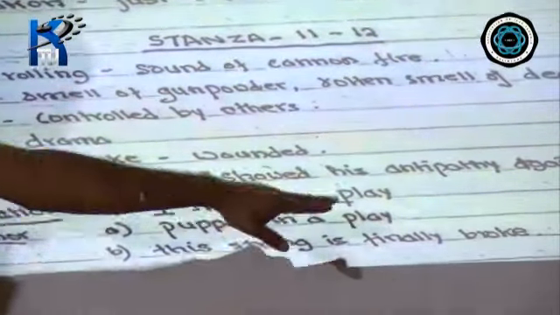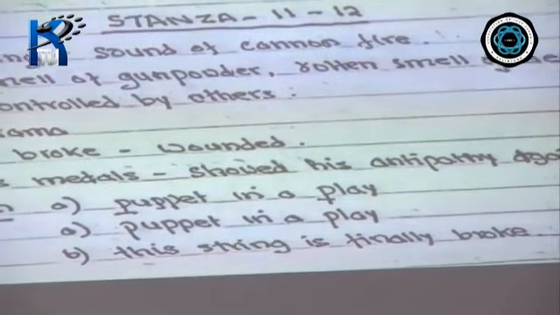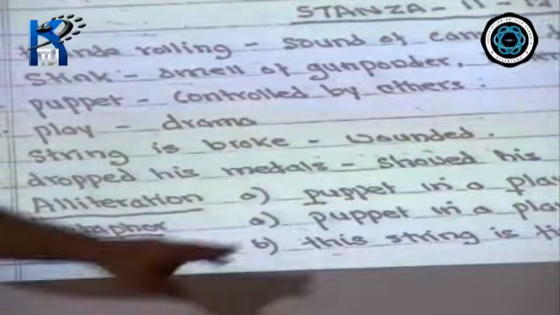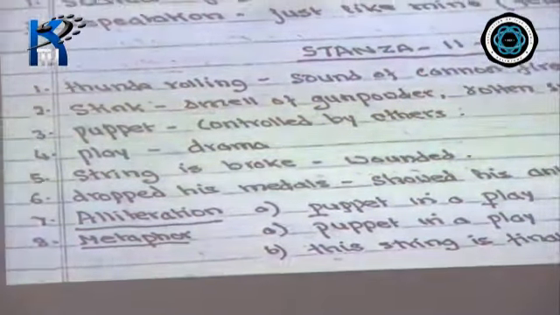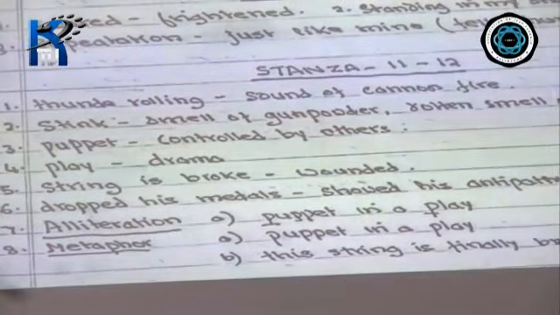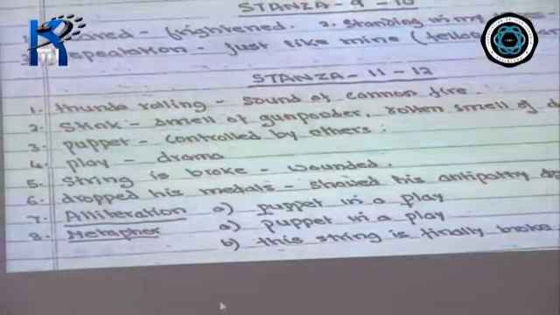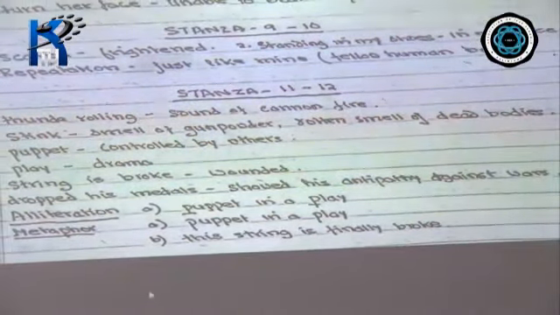This string is finally broke. I told you, the puppet is moved on the stage with the help of strings. Here the string is the life cord of the soldier, which is snapped or cut, and the soldier either dies or returns home like John Brown, wounded, maimed, and injured.